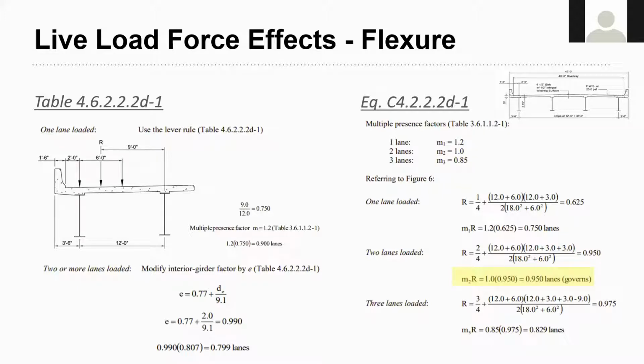It's just a modification of the interior girder factor by that e, which was in that table. And then I can go through and do my special analysis as well, that rigid body rotation or kind of pile group action, and compute all of the live load distribution factors and determine which ones are the governing ones. And you can see right there, 2 lanes loaded is the governing live load distribution factor for the exterior girders.